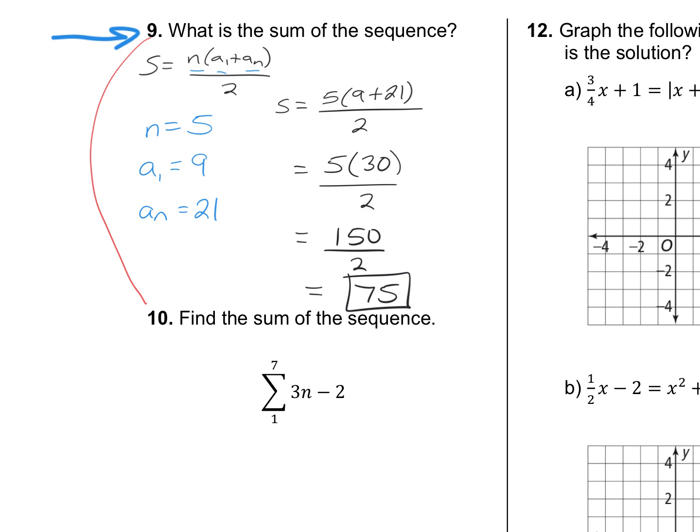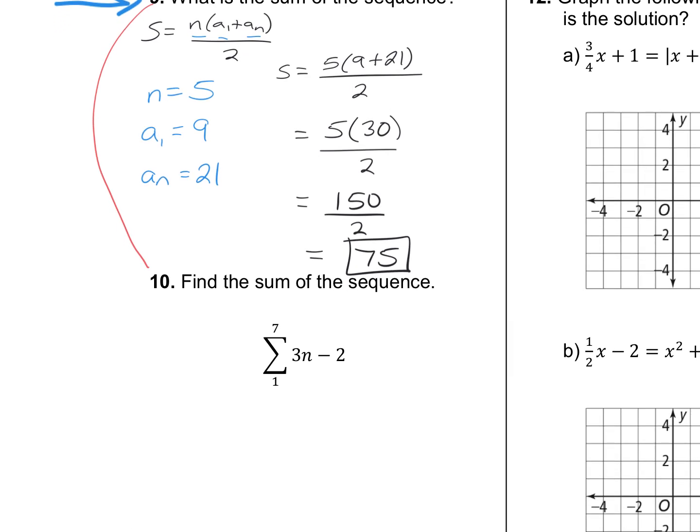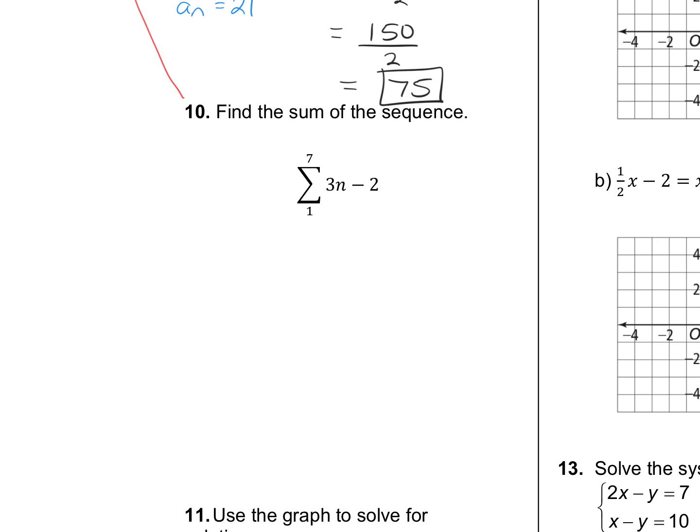Right, the starting point's different. It doesn't give us the specific sequence this time. It gives us that sigma notation. But we are still going to use the sum equation, okay?